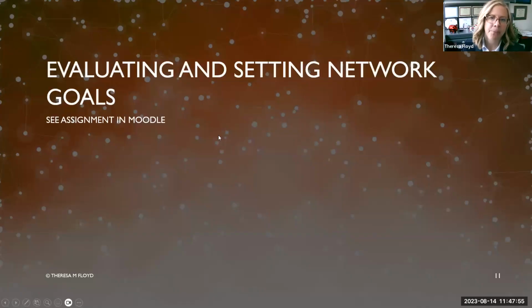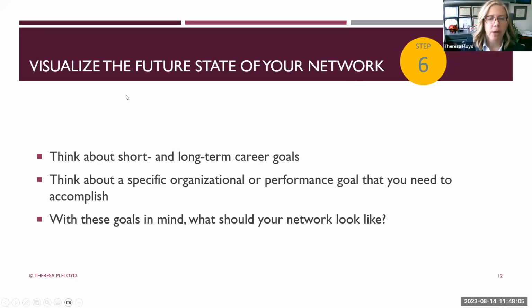All right. So now you're going to evaluate your network and compare it to an effective network and set some goals. So as you're thinking about your network in step 6, you're going to visualize your future state. And I want you to think about both short and long-term career goals and think about a specific organizational or performance goal that you need to accomplish. And then think about, okay, if I want to achieve these work goals, what should my network look like?